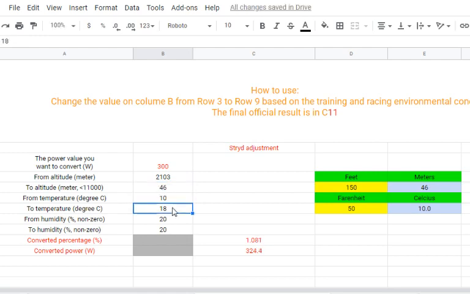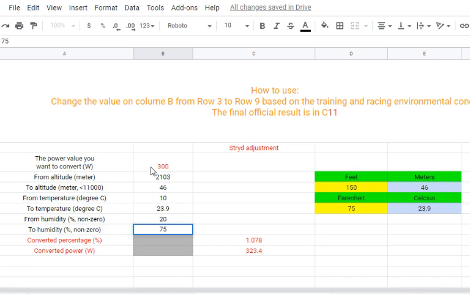And let's say they're going to a warmer temperature. Let's say their typical running environment is going to be about 75 degrees Fahrenheit, which is 23.9 degrees Celsius. And let's say the humidity is a bit higher there. Let's say it's 75% humidity where they're going.